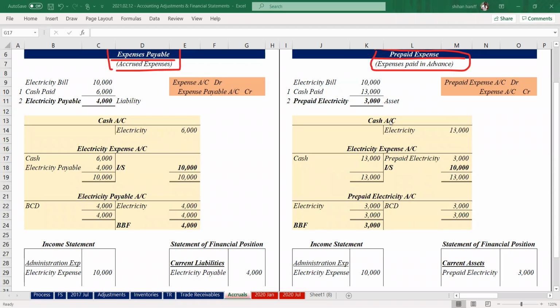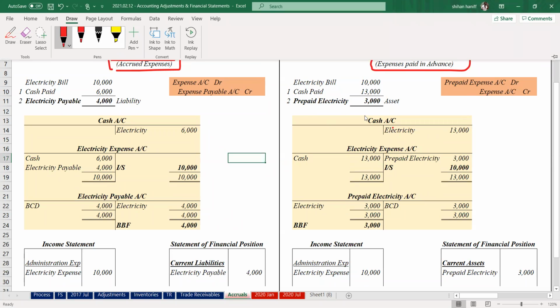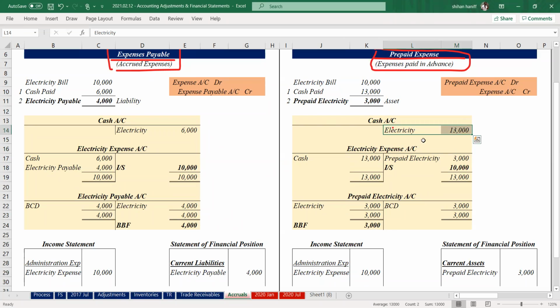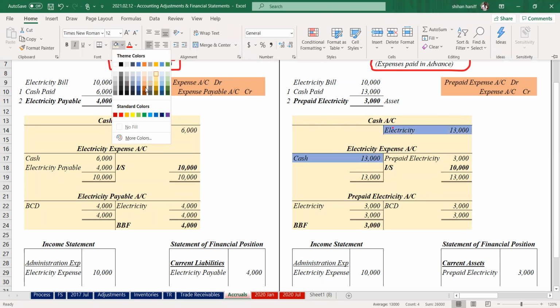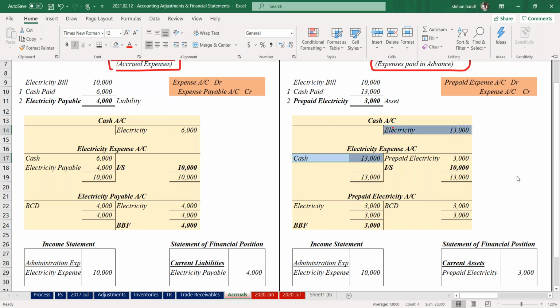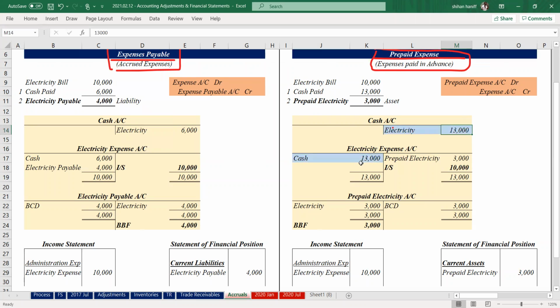Right. Double entry should be prepaid expense account debit. Expense account should be credit, not the cash account. Two double entries, right? I have recorded two entries. First entry is this. This is the first double entry. Cash account credit 13,000, expense account debit 13,000.